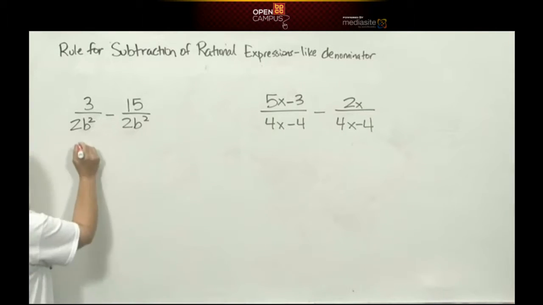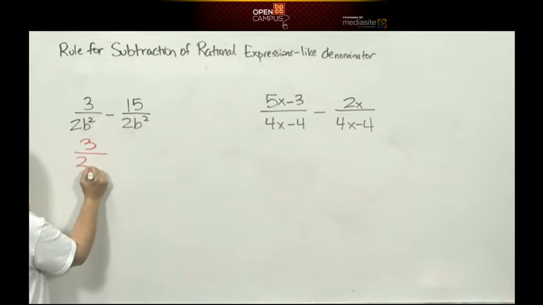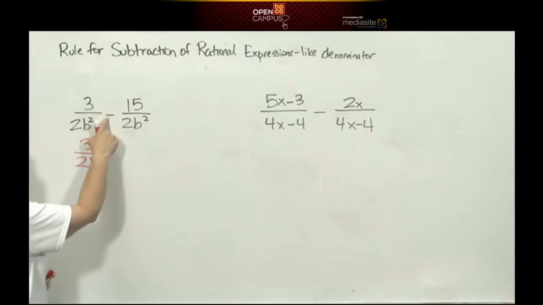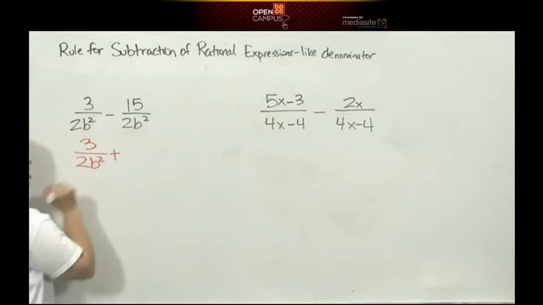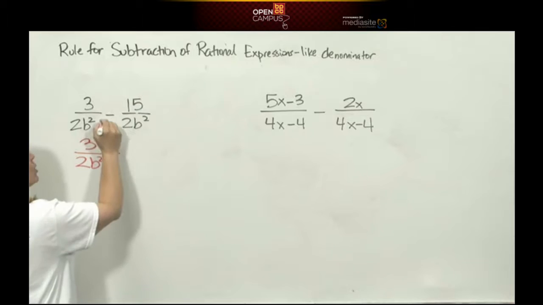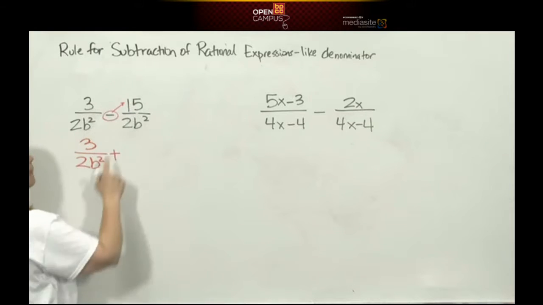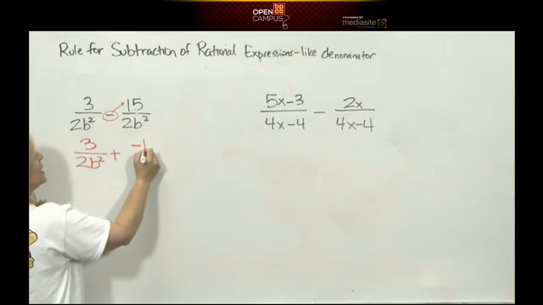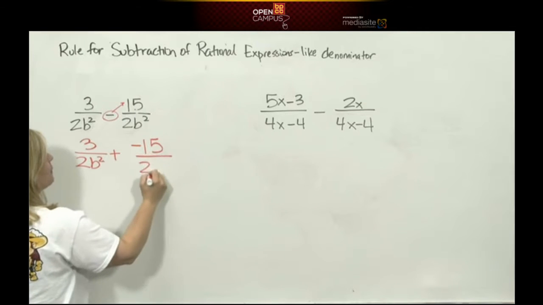So we're going to leave our first fraction, 3 over 2b squared. We're going to change subtraction to addition, and then we're going to make this fraction the opposite. And what's really happening is this negative is floating up, because instead of being positive 15, now it's going to be negative 15, the opposite.